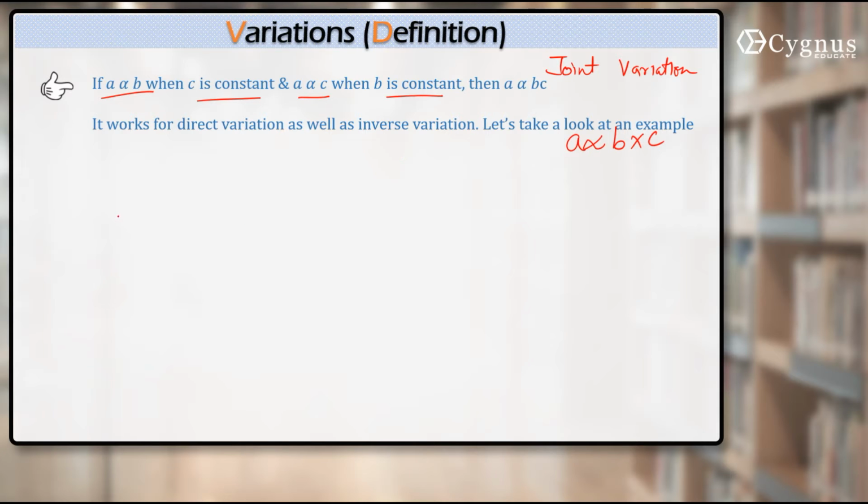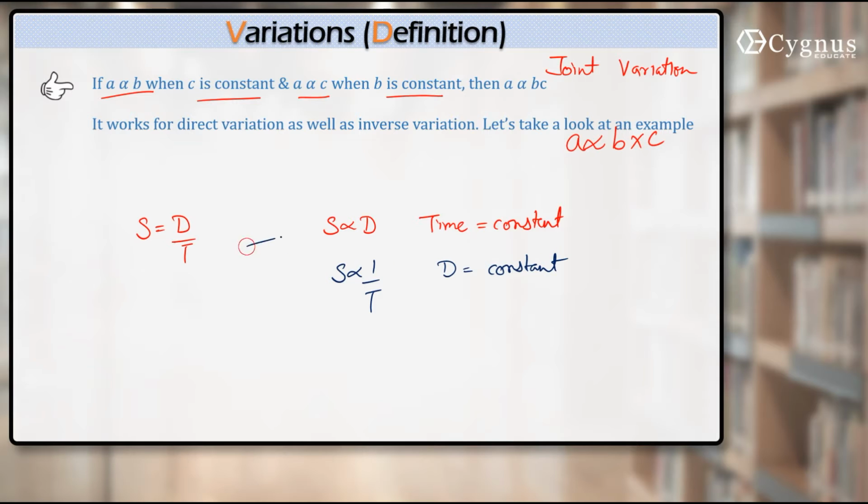Let's take an example here. We know that speed is equal to distance upon time. So can we say speed is directly proportional to distance to be traveled if time is constant? Yes or no? If the time is constant, I can say that speed is directly proportional to distance to be traveled. What if I say that speed is inversely proportional to time taken when the distance is constant?